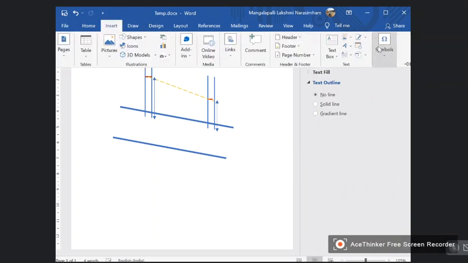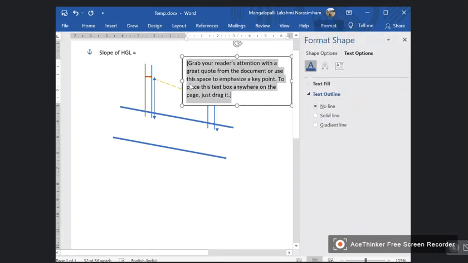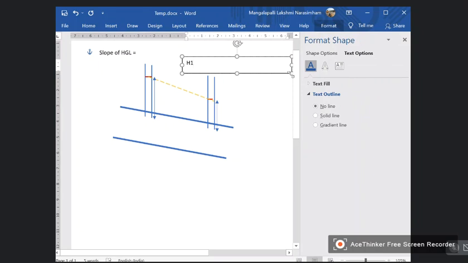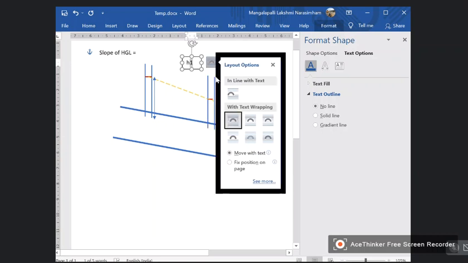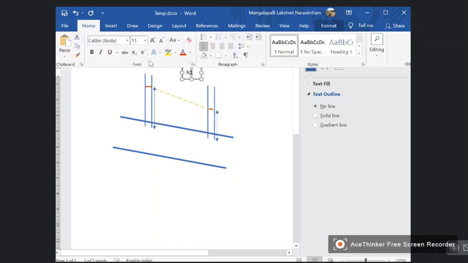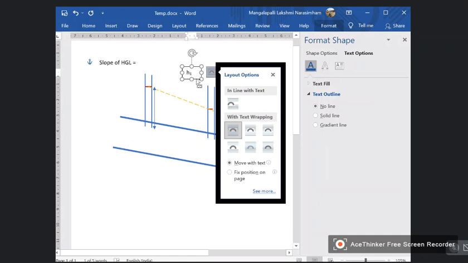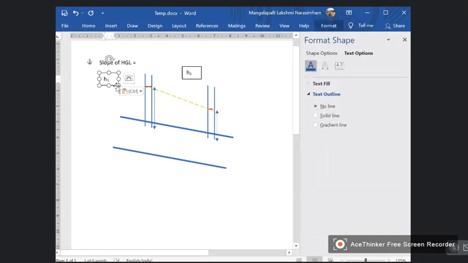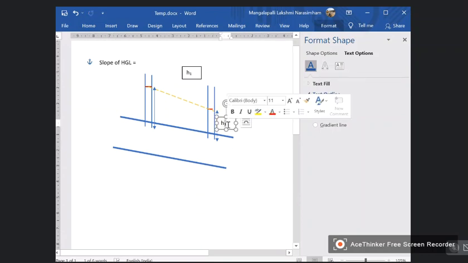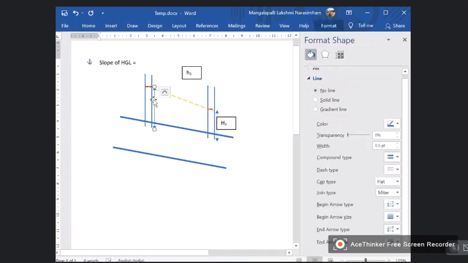this is small h1 and this is h2, and this distance suppose is L.